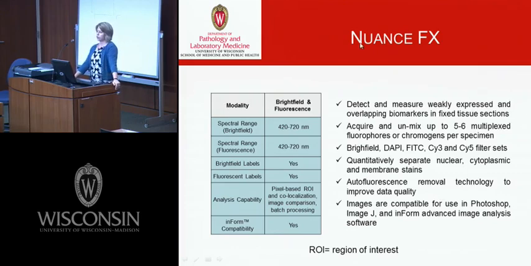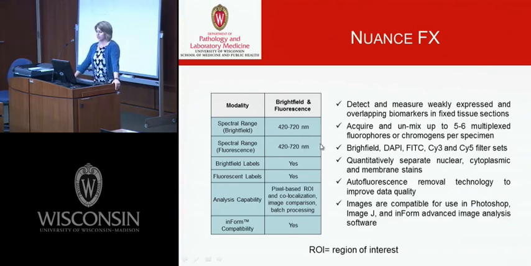So NUANCE has both bright field and fluorescent capability. Here is the spectral range, 420 to 720 nanometers. The analysis capability within NUANCE allows you to identify pixel-based regions of interest, to do co-localization, to compare images, and batch process. And the images are in a format that allows you to do quantification in inForm, which Wei will talk about very shortly.